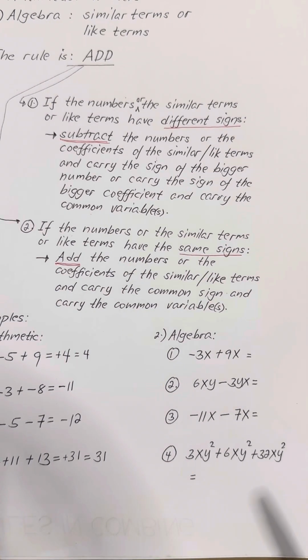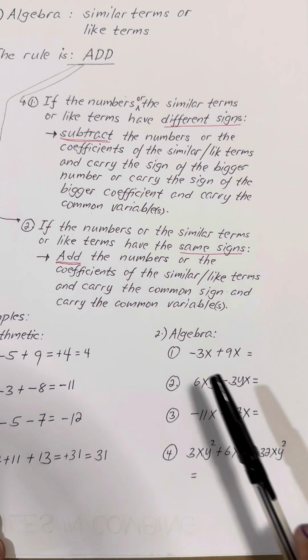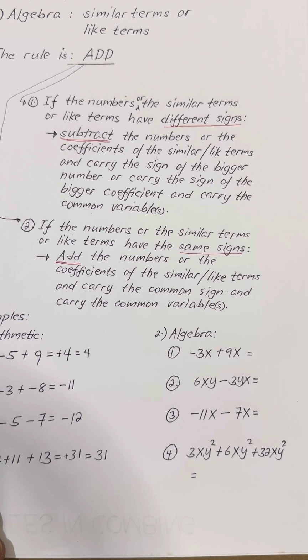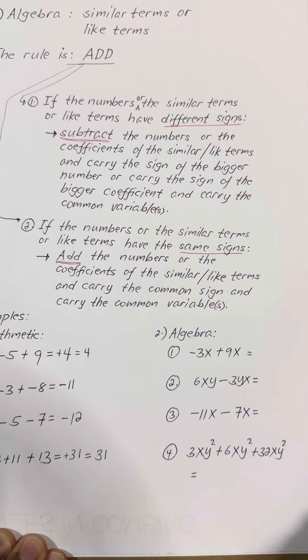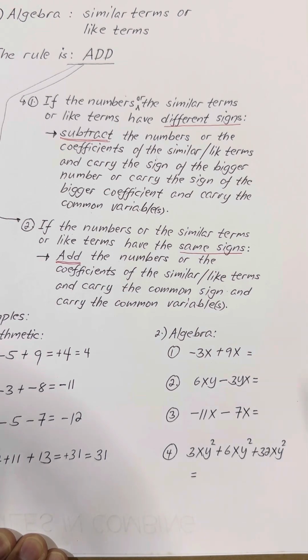Now, when we're dealing with algebra, the same rules apply. For example, the first example here is negative 3x plus 9x. Our goal here, as mentioned at the beginning, is to express the terms into a single representation, a single term, if you are dealing with algebra. In this case, we have two terms. They are similar. We can do combining in algebra only if they are similar terms.